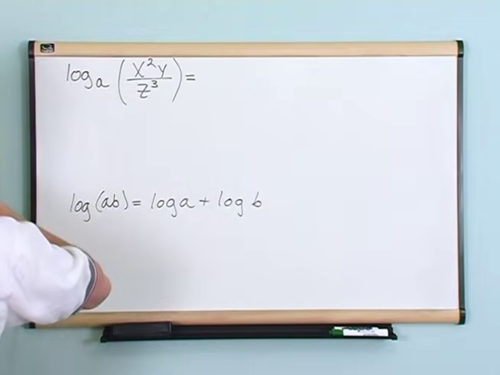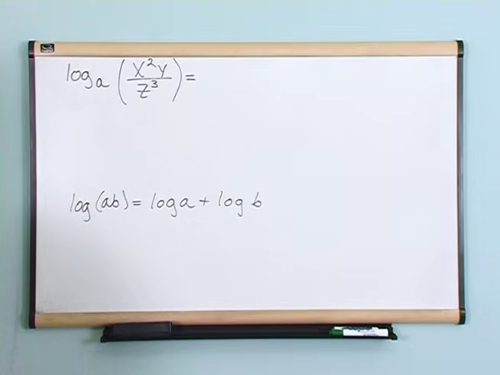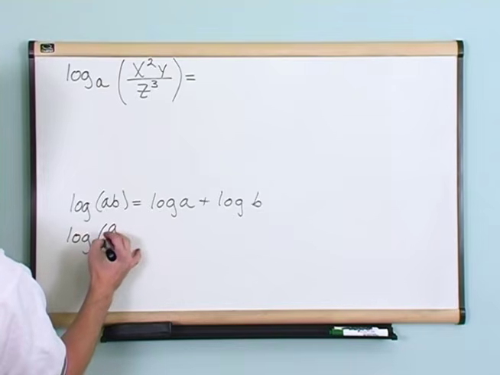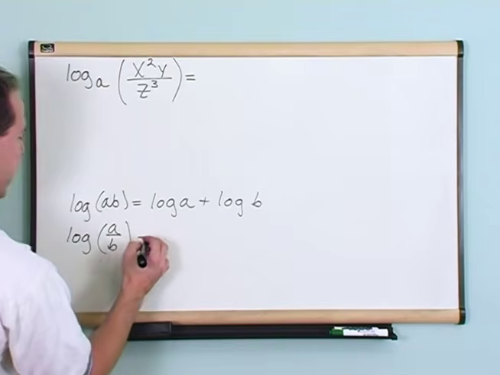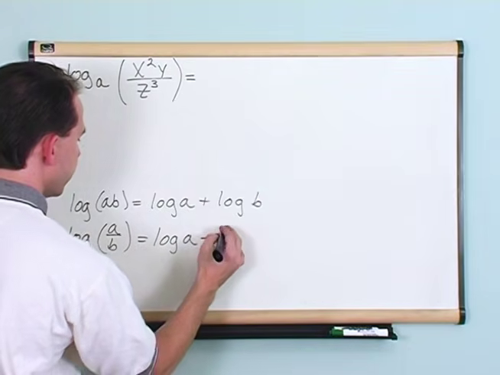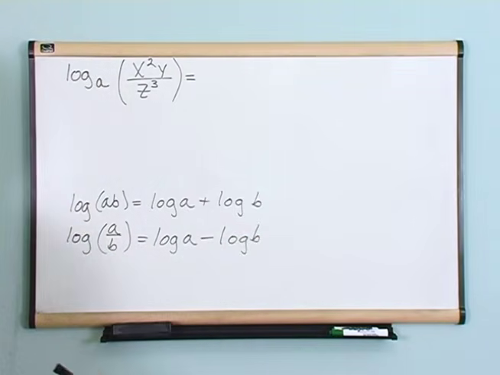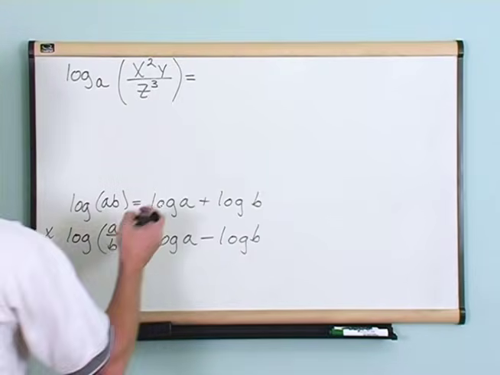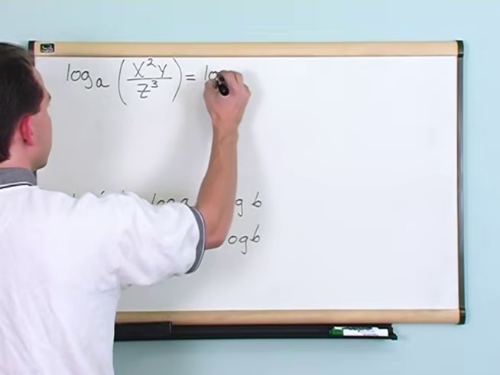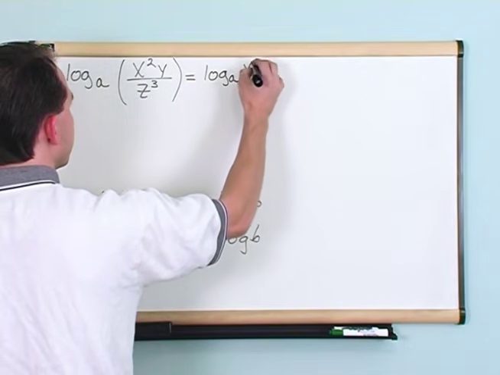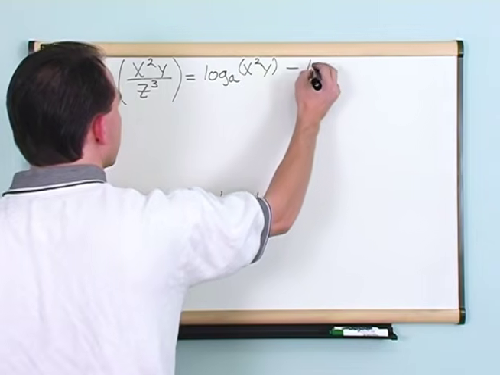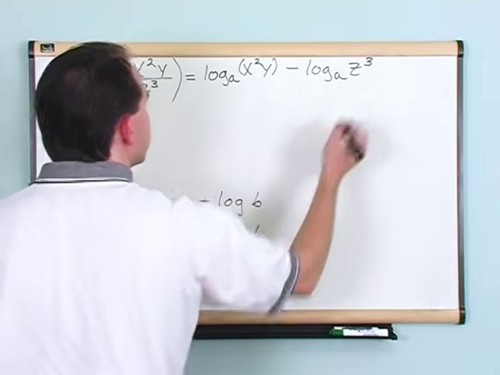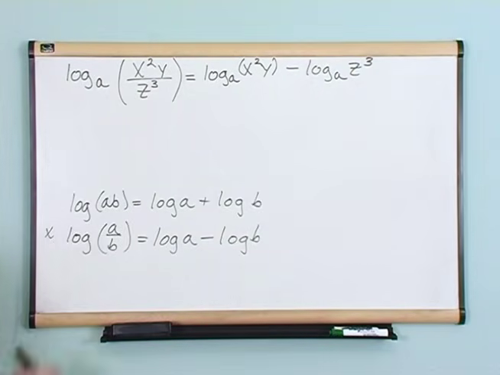This is what we have on the top, but also remember that we had the other expression. If you had a over b, if you're taking the log of something like that, that'd be log of a minus log of b. So you could go in any order you wanted, but I'm going to use this one first, because I think it's easier. So I'm going to say this is going to be equal to log base a of x squared y minus log base a of z cubed. I'm just going to say that that's true. So I've used this one.